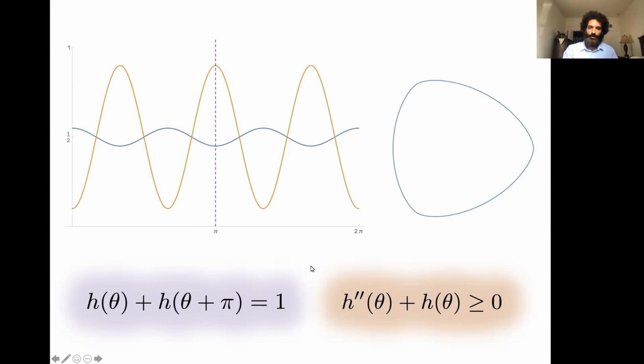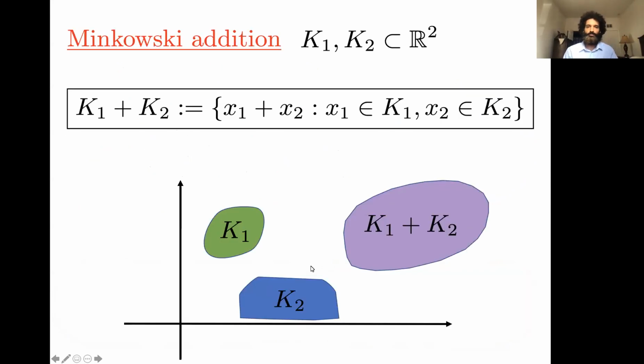Now, another important notion will be that of Minkowski addition. So given two convex sets in the plane, I could add them up pairwise, which is what's here in this box, and I'll obtain a convex set. This is just a little schematic. If I take K1 and K2, just generic convex sets, and I add them up pairwise, I'll get another one. And the reason why we're interested in this notion is for two reasons.